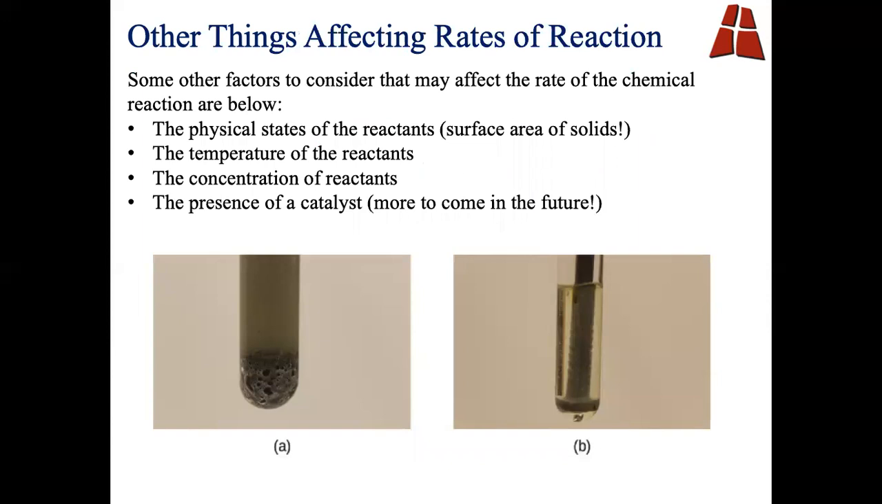Some other things that may affect the rate of a reaction are the physical state of something. Say a reaction has to occur on the surface of a solid. Obviously, things with more surface area will lead to faster reactions. You also need to consider temperature, concentration, and the presence of a catalyst. You may not know what a catalyst is yet. We'll be covering that in class.